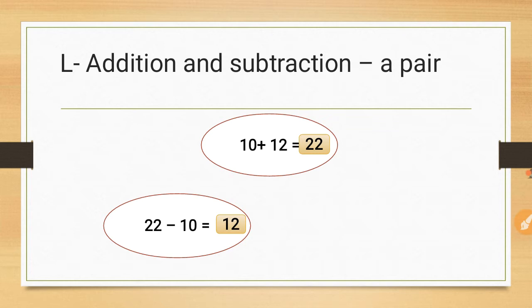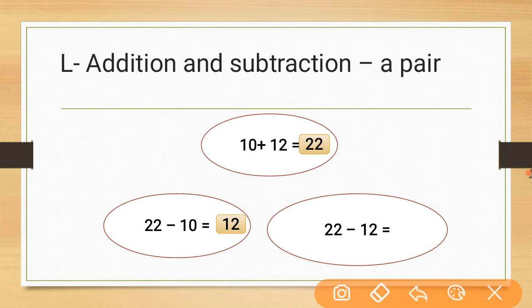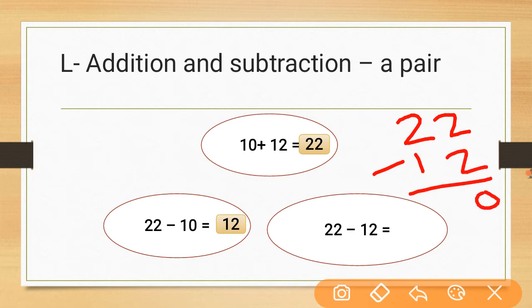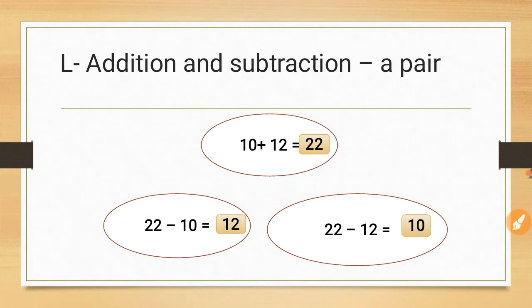So now we are going to make the next example of subtraction from this addition. 22 minus 12. So let us subtract 12 from 22. 22 minus 12. 2 minus 2 is 0. 2 minus 1 is 1. So here we will get the answer 10. And if you notice, the other number is also what? 10. Understand the next example.